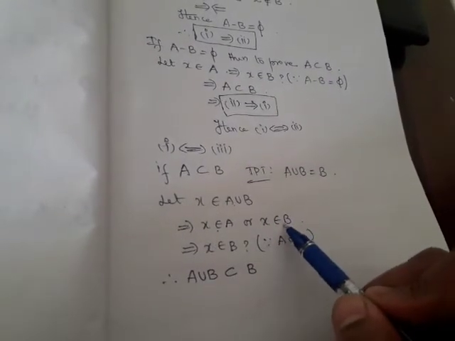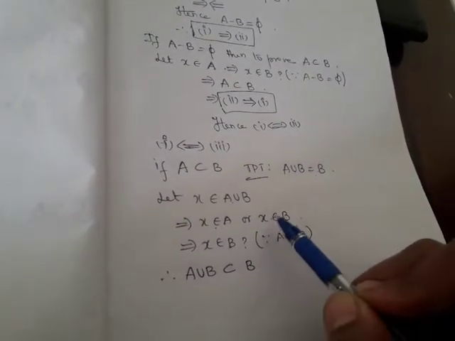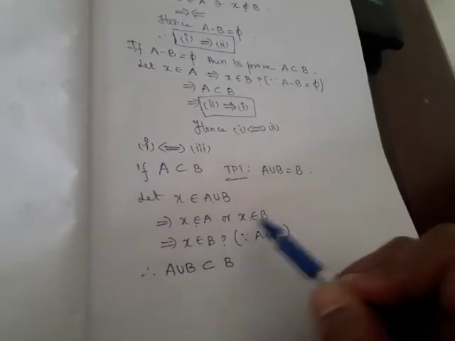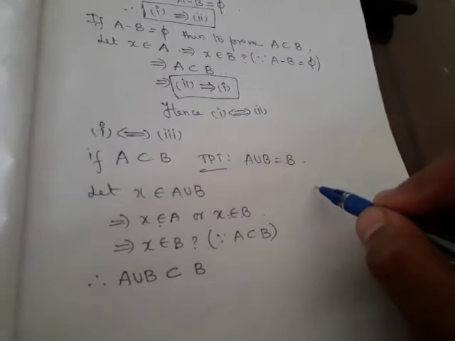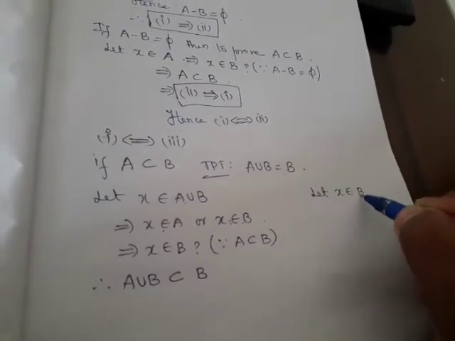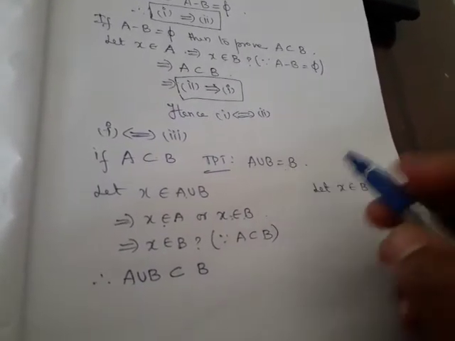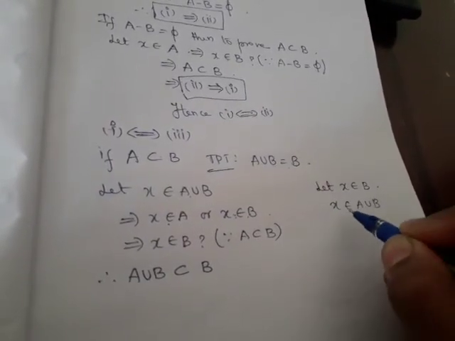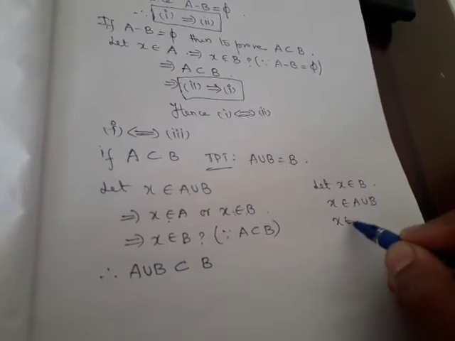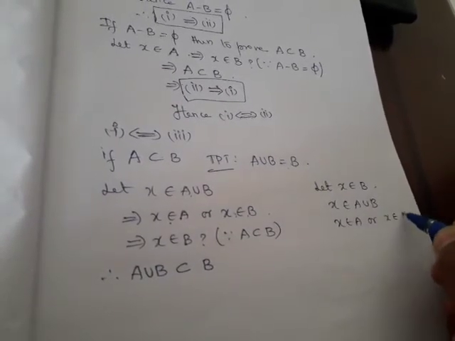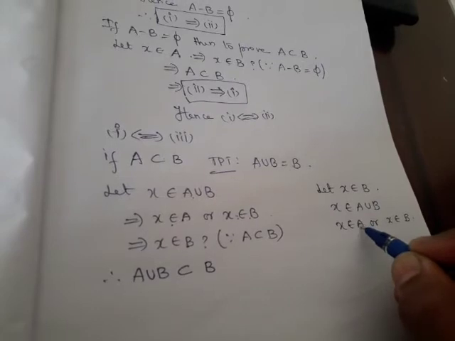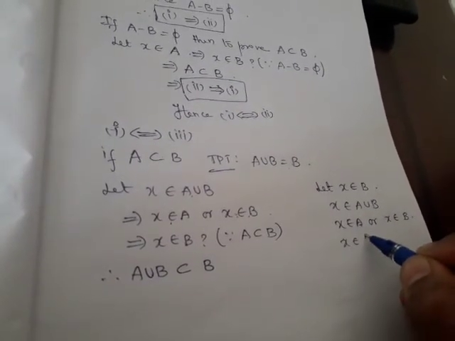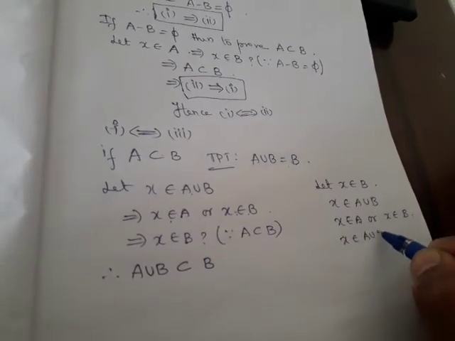Similarly, if X belongs to B, there are two cases. Either X belongs to A or X belongs to B. If X belongs to B, we will end up with this conclusion. So both the cases are true, right? On the other hand, let us start with X belongs to B. If X belongs to B, what will happen? Then X belongs to A union B. Again the same argument. Then X belongs to A or X belongs to B. If X belongs to A, then what will happen? X belongs to A union B, right?